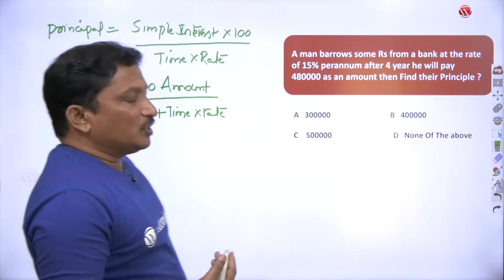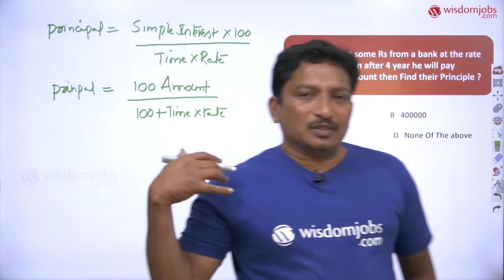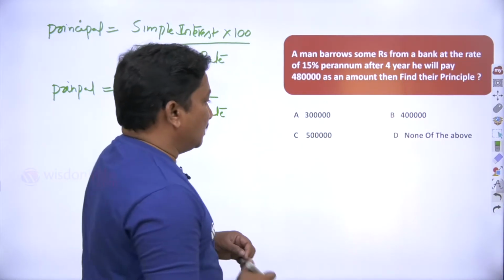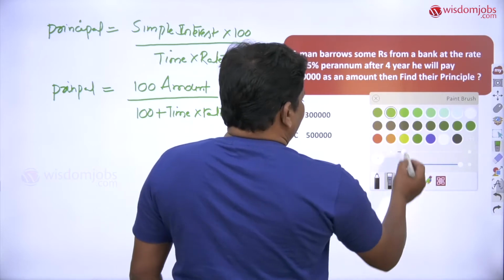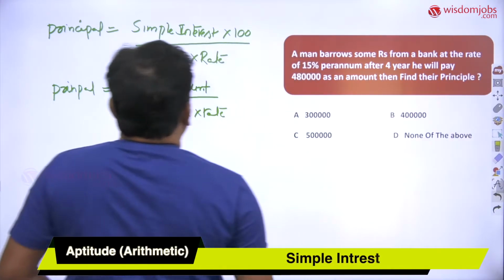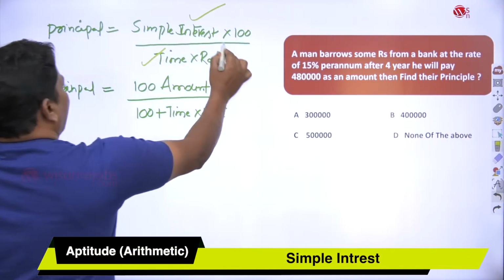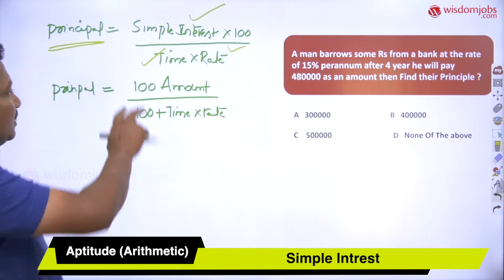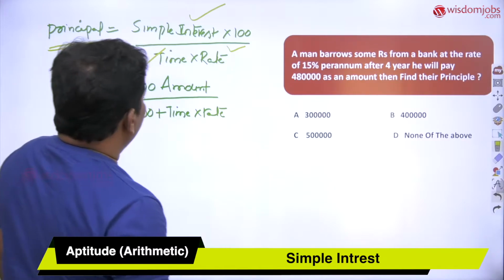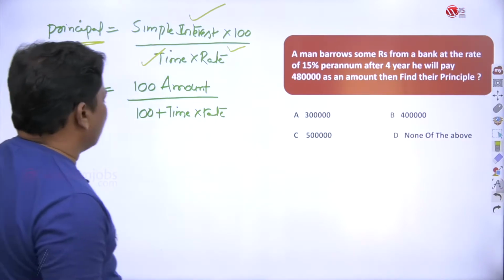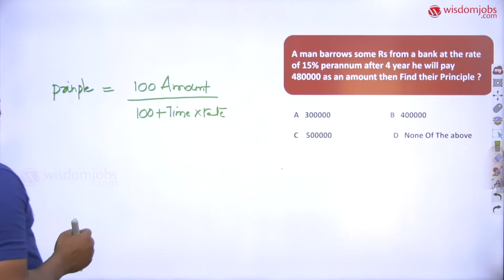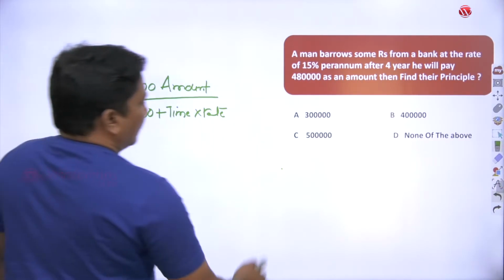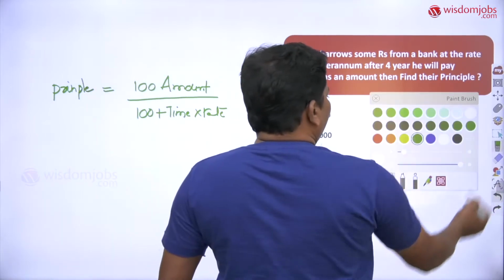But which formula you use depends on the given question. When the interest, time and rate are given, then use the first formula to find the principal. But when these parameters are not given, then skip that and use the other formula: principal equals 100 into amount by 100 plus time into rate. According to the question, just identify which values are given.